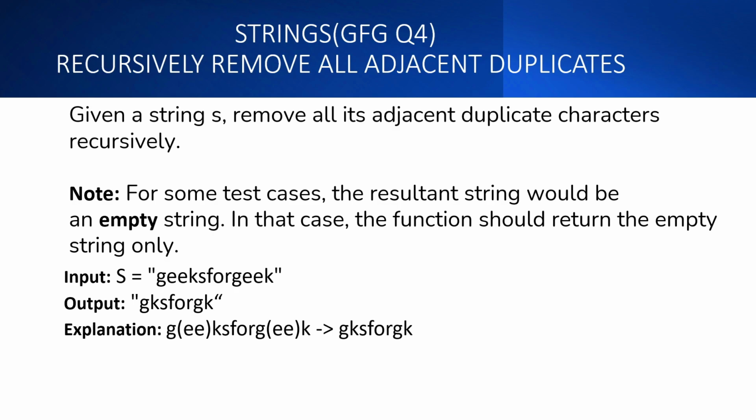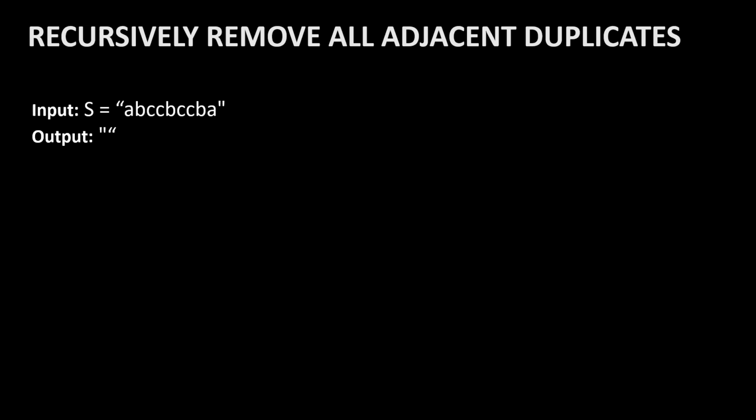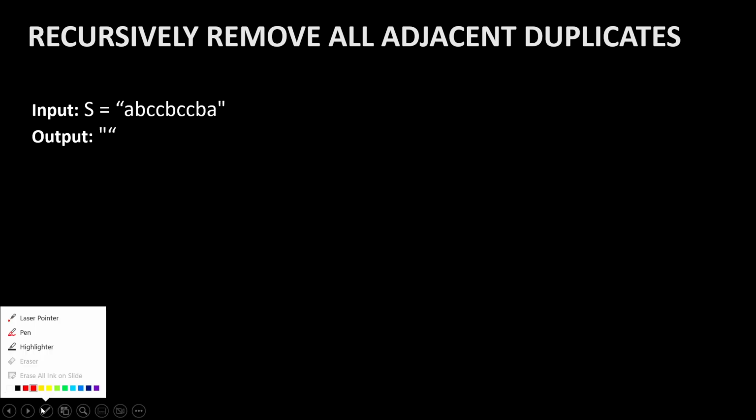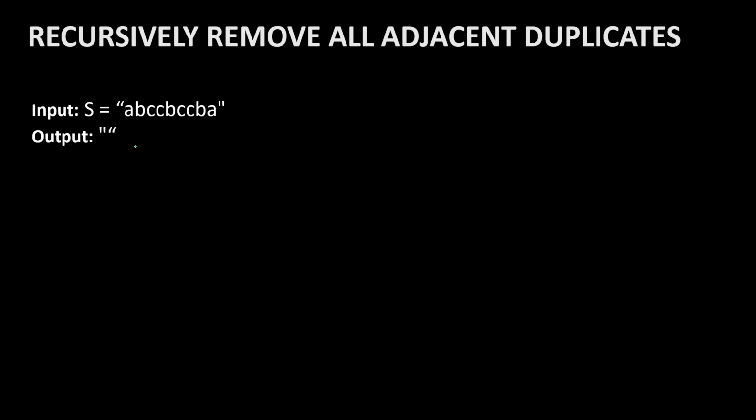And now let's understand the meaning. The question is saying there is some given string, and in the string there can be a duplicate value. Duplicate values in a row. The duplicate values are continuing. Suppose in this given example, ABCCBCCBA is given, right?